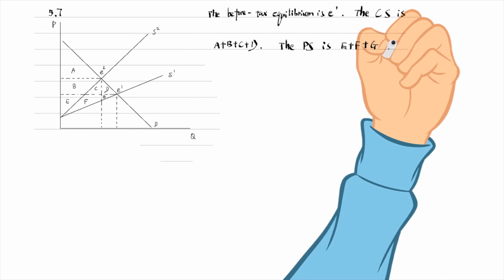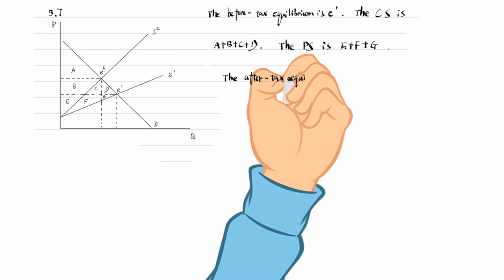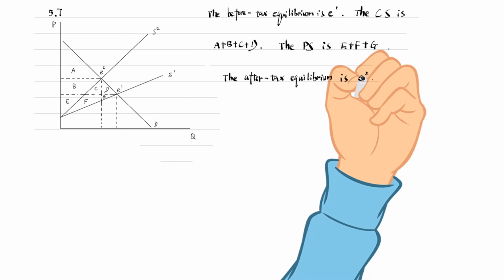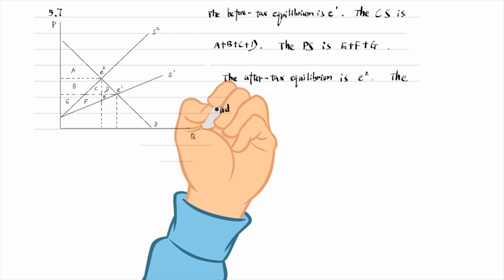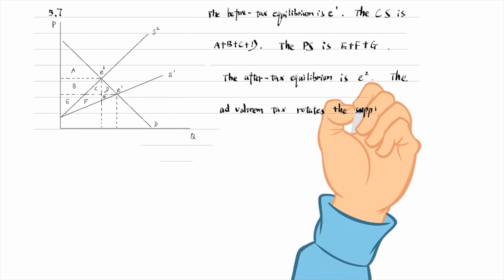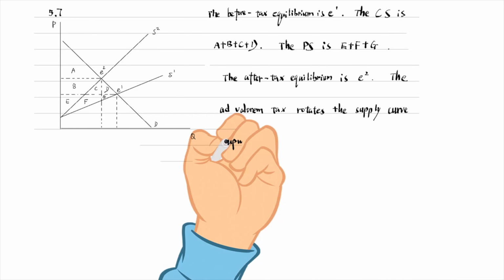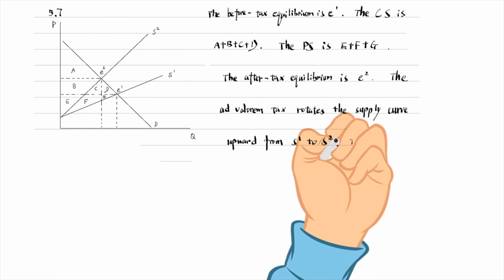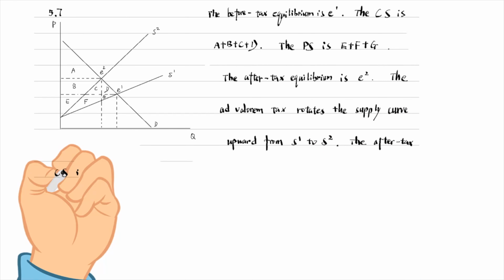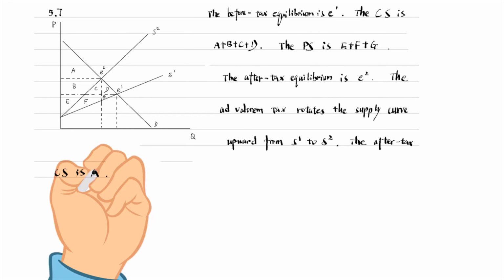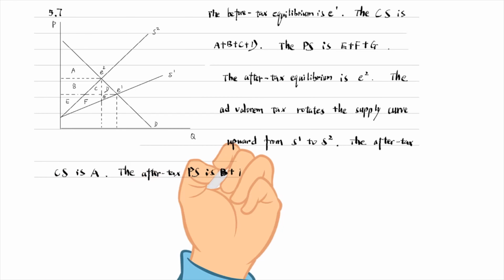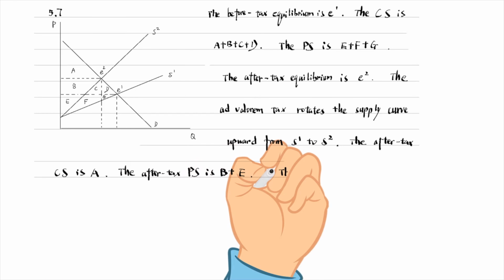The after-tax equilibrium is E2. For each dollar the consumer spends, the government keeps a fraction new, which is the ad valorem tax rate. So the ad valorem tax rotates the supply curve upward from S1 to S2. The after-tax consumer surplus is A. The after-tax producer surplus is B plus E.